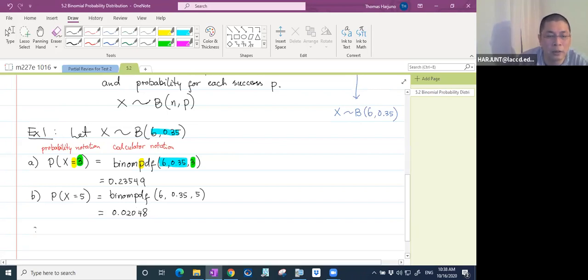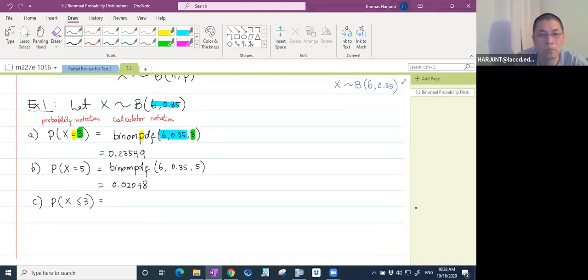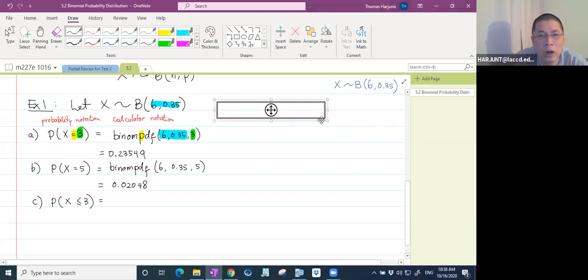Now, part C. What is the probability that x is at most 3? At most 3. Now, notice the following. When I toss this coin 6 times, there are actually 7 possible outcomes for the number of tails. It is possible you don't have any tail, maybe only 1. Maybe you get 2 tails, 3 tails, 4 tails, 5 tails, or 6 tails.